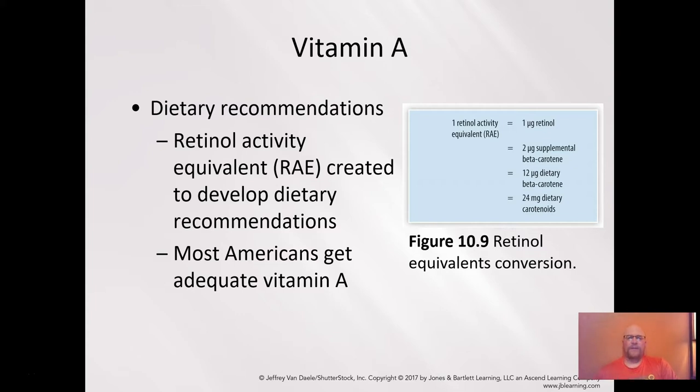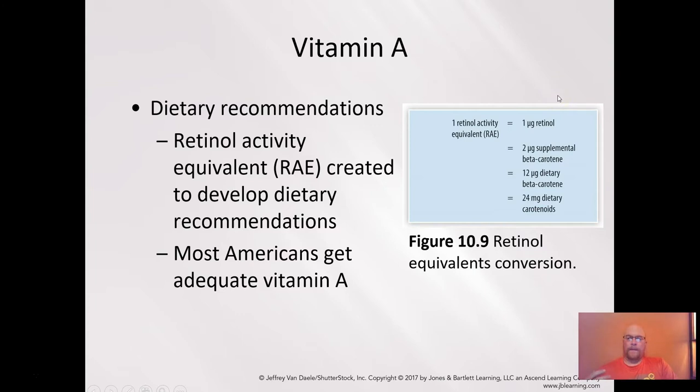So what this page is talking about is the retinol activity equivalent. What that means is how much of each of these different types of vitamin A you need to get the amount of vitamin A that you actually need in your diet. The most potent form of vitamin A is retinol, the one that ends with the OL.